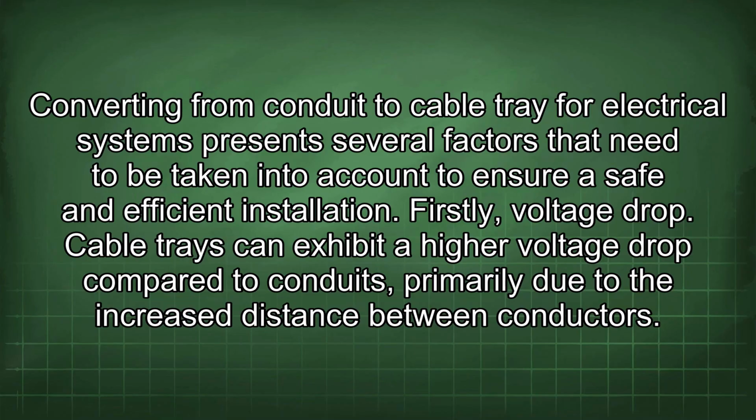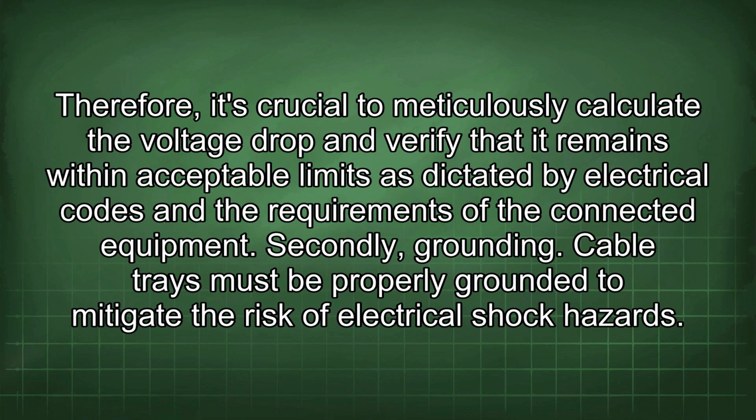Converting from conduit to cable tray for electrical systems presents several factors that need to be taken into account to ensure a safe and efficient installation. Firstly, voltage drop. Cable trays can exhibit a higher voltage drop compared to conduits, primarily due to the increased distance between conductors. Therefore, it's crucial to meticulously calculate the voltage drop and verify that it remains within acceptable limits as dictated by electrical codes and the requirements of the connected equipment.